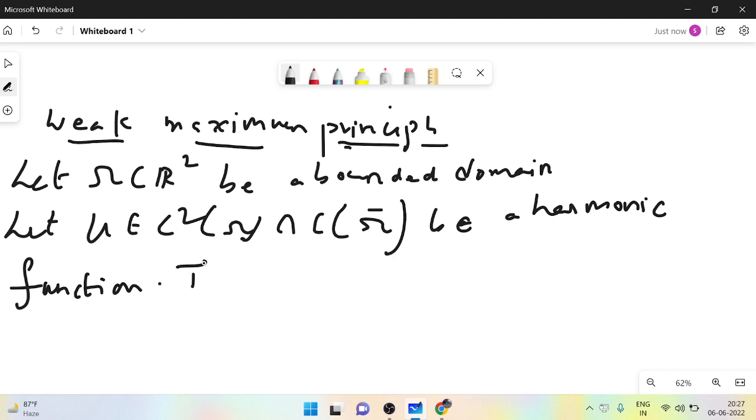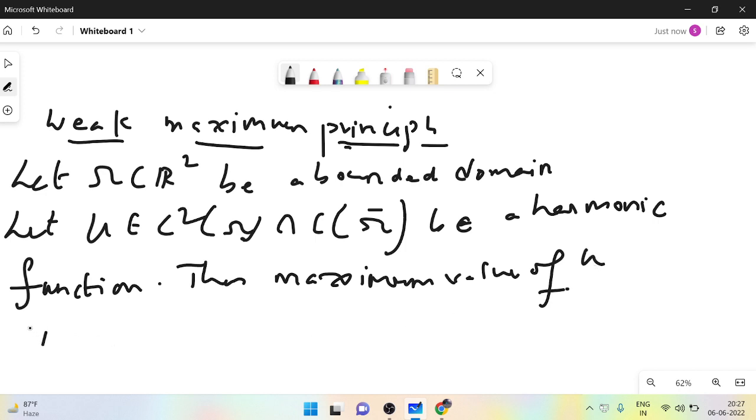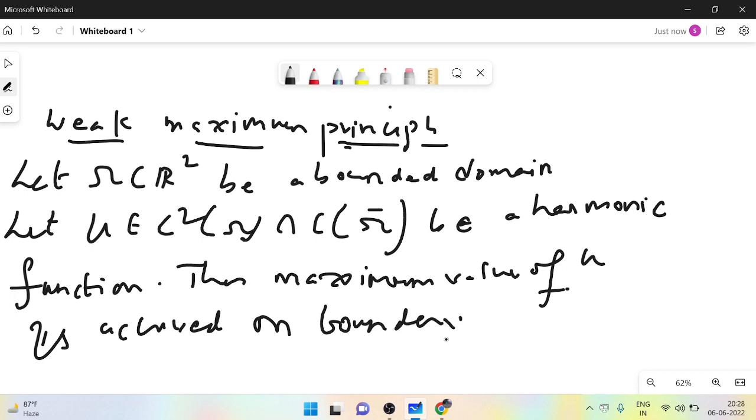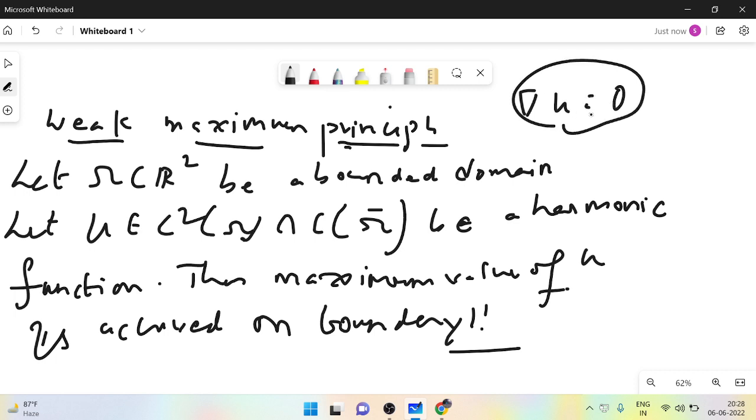Then the maximum value of u is achieved on the boundary. So any function that satisfies del u equals 0, you solve this particular partial differential equation, but without solving you can tell one property is that it will attain its maximum on the boundary.